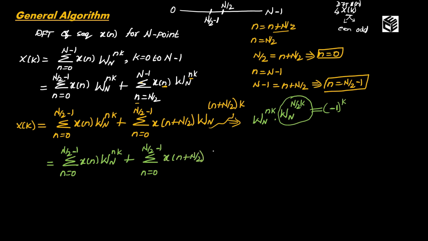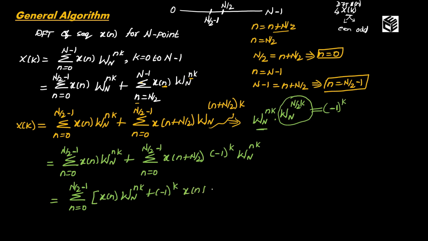So instead of this I am going to apply (-1)^k, and the remaining factor is W_N^{nk}. Understood. Now I am going to combine the summations. So the value will be n = 0 to N/2 - 1 of x(n) W_N^{nk} plus (-1)^k x(n + N/2) W_N^{nk}.